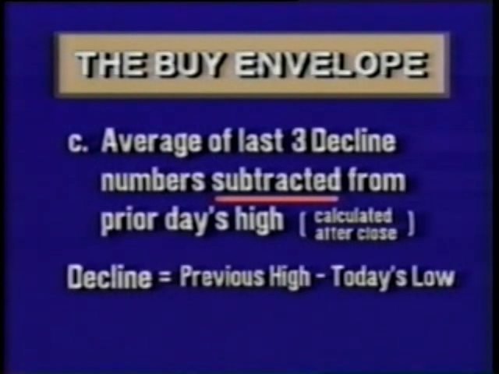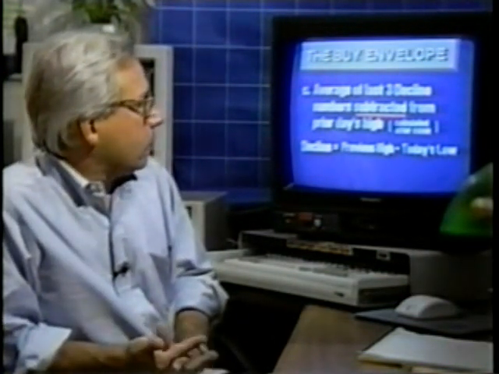The third is the average of the last three decline numbers subtracted from the prior day's high, again calculated after the close. In other words, how far down, on average, has the market traded from one day's high to the next day's low? We want to know this because tomorrow we want to have an idea of where the decline should stop, and we can use that information to trade. The decline is equal to the previous day's high minus today's low.